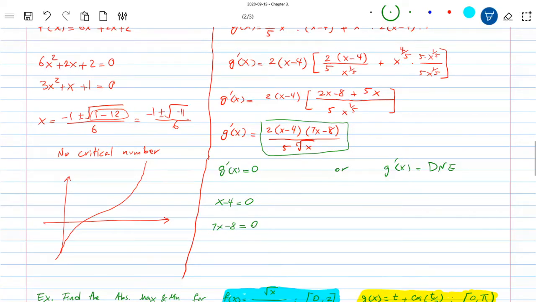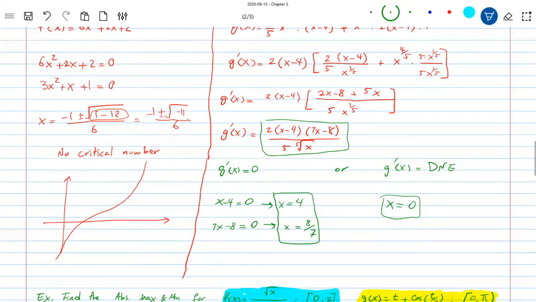And when does the derivative not exist? If you're dealing with a fraction, that is where the denominator is 0. If the denominator is 0, then the fraction is undefined. So the 5th root must be 0, which happens at x equal to 0. Or you can say the 5th root of x equals 0, raise both sides to the power 5, and it simply becomes x equal to 0. So the critical numbers are at x equal to 4, x equal to 8/7, and x equal to 0. These are the three critical numbers.